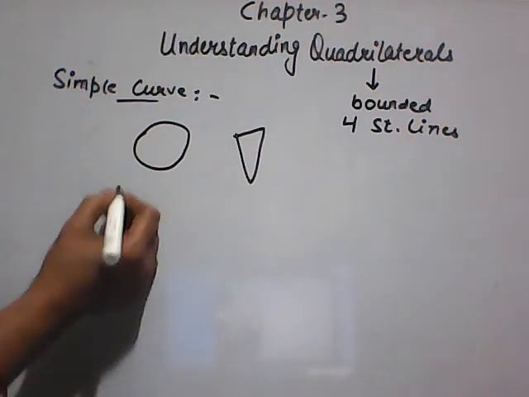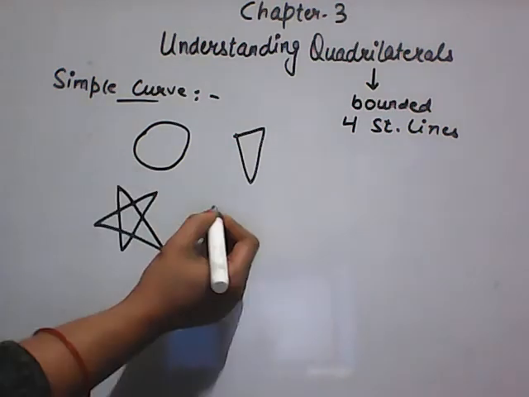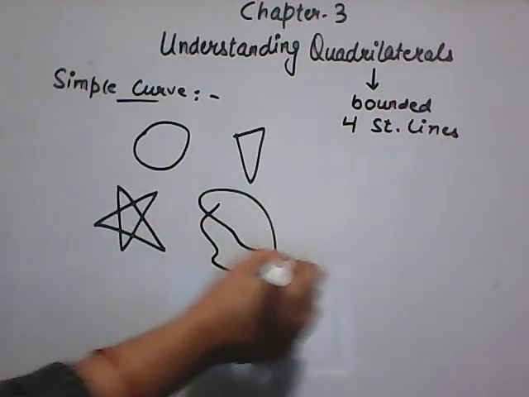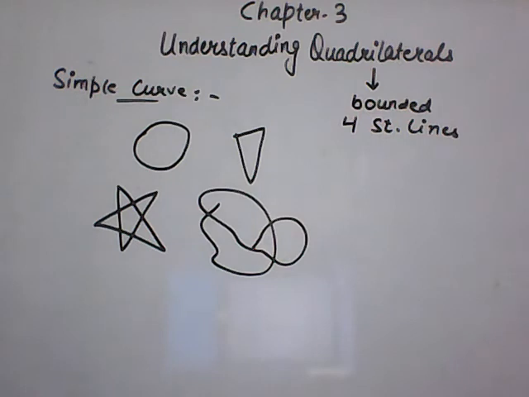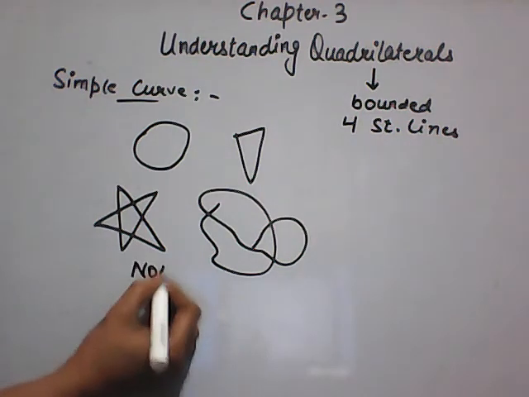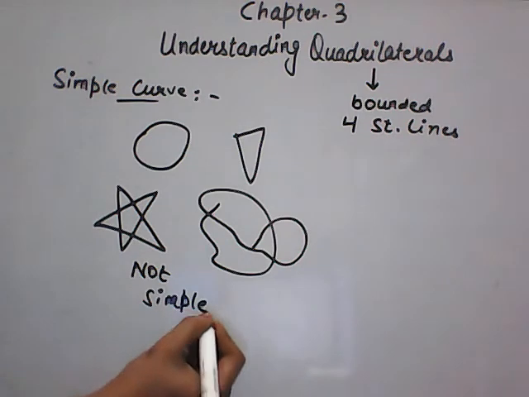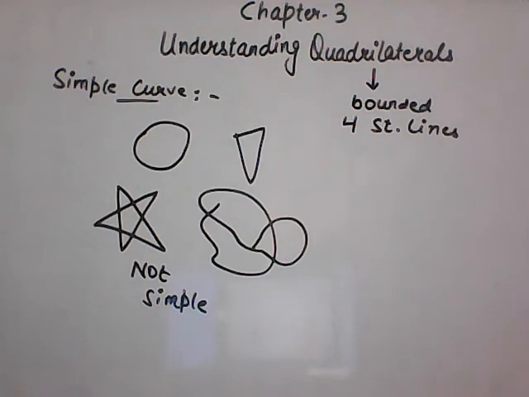Any curve that crosses itself, you can say these are also curves, but these two curves are not simple as they intersect themselves. So a curve that does not intersect itself is known as a simple curve, and a curve that intersects itself is known as a non-simple curve.